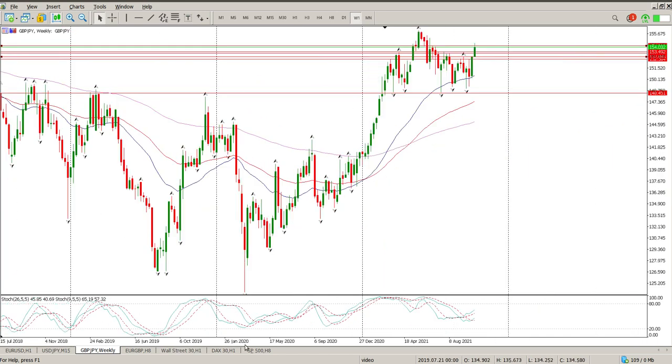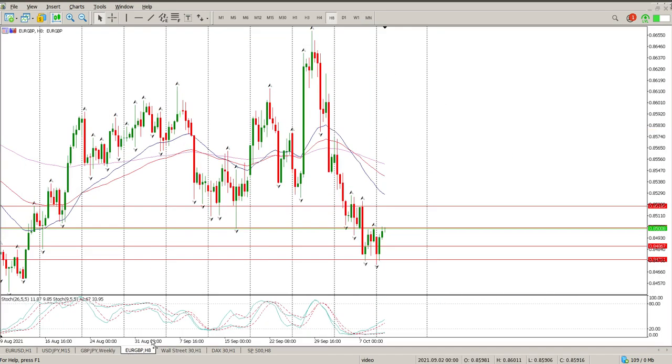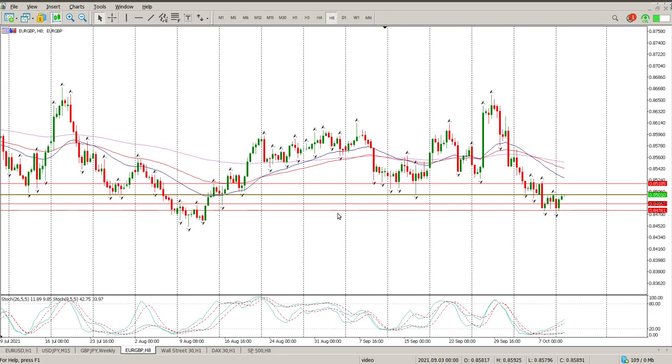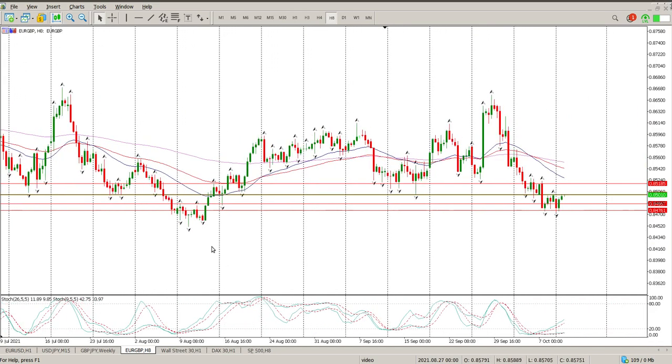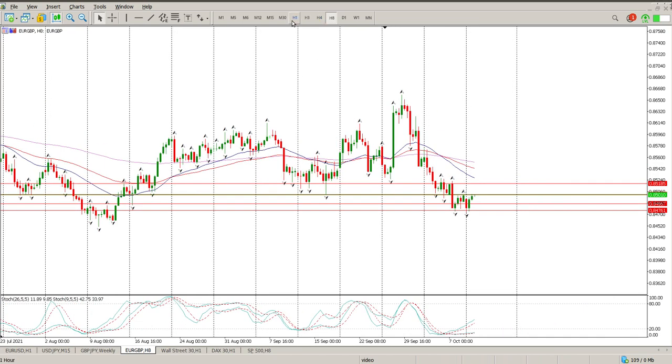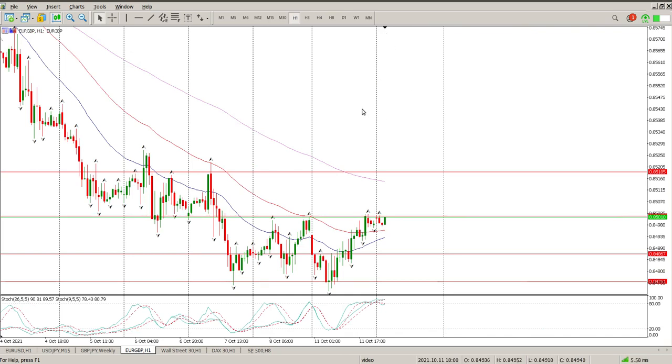Okay, so that's that, and then moving on to Euro British Pound. Nothing really happening. Could be a double bottom forming, and this has been trending down for so long. If you go back in time, you can see how long it's been trending down, and then it's just been going sideways and complete chaos. So if we look at the hour, you'll see what I mean. So that's the range or potential double bottom.